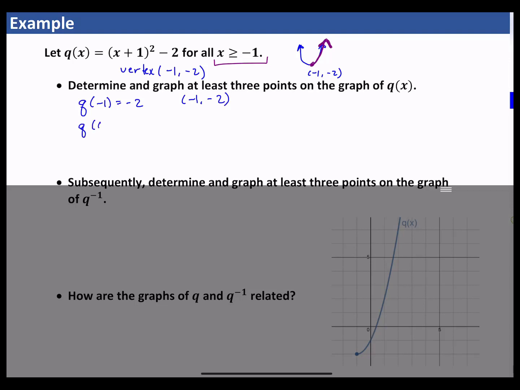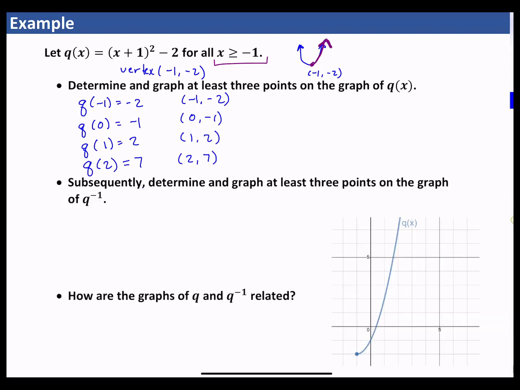We could evaluate q of 0 and we would get negative 1. So (0, -1) is on the graph of q. q of 1 equals 2, so (1, 2) is on the graph of q. And then we'll just do one more. q of 2 equals 7. So we know (2, 7) is also on the graph of q. So I'll plot those. Here we have (-1, -2), (0, -1), (1, 2), and (2, 7).